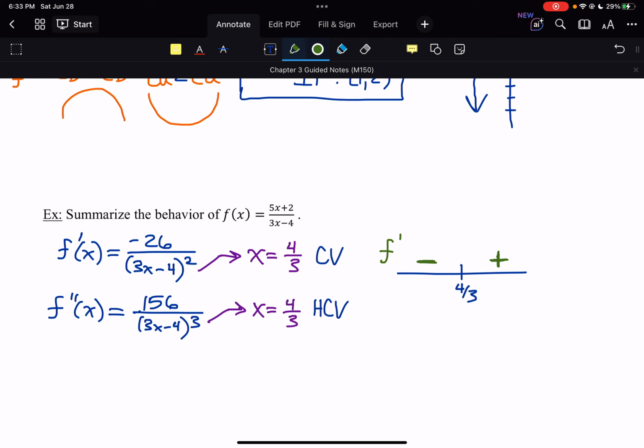Wait, did I mix that up? Oh, I'm being silly because there's a negative right here. I'm looking at the wrong one. Sorry. Yeah, actually, this one will always be negative, right? Because this term gets squared, and then this term has a negative in front of it, so that'll be negative and that'll be negative. So we're just decreasing the whole way.